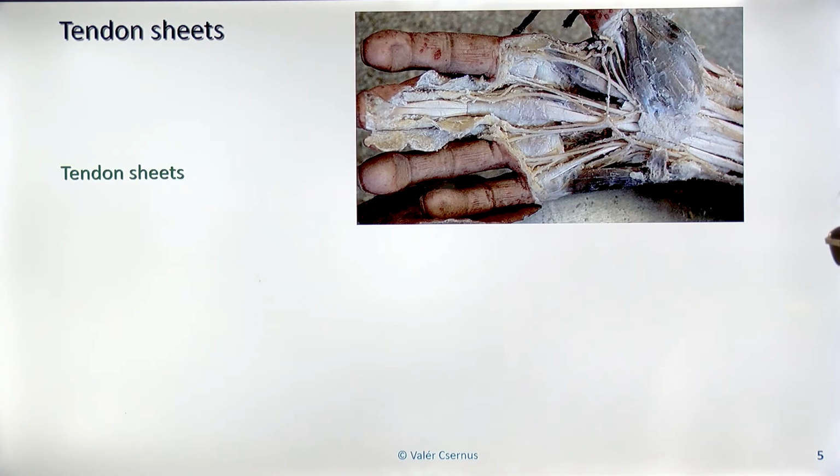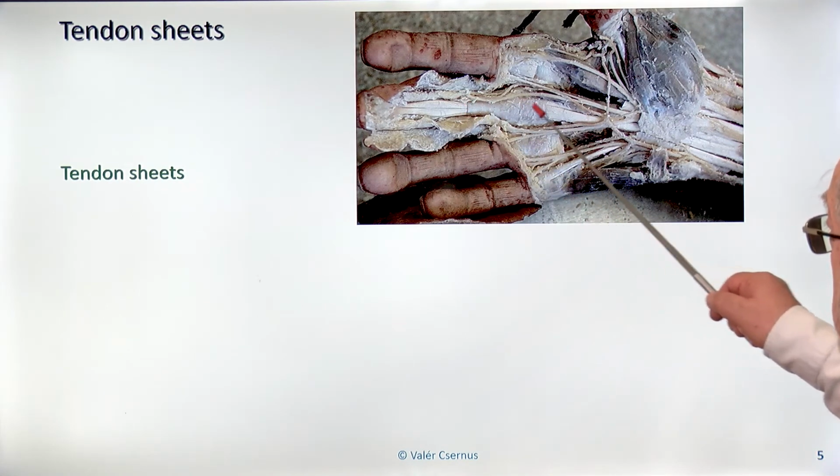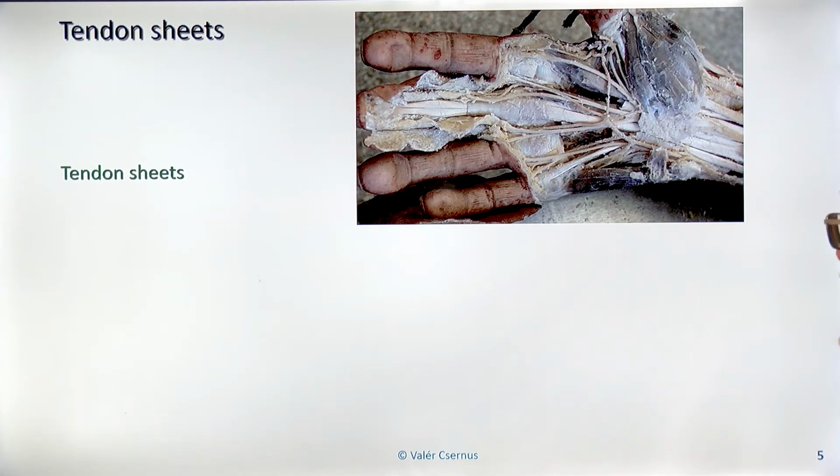Tendon sheaths. A tendon sheath is a tunnel formed to let the tendons pass through.